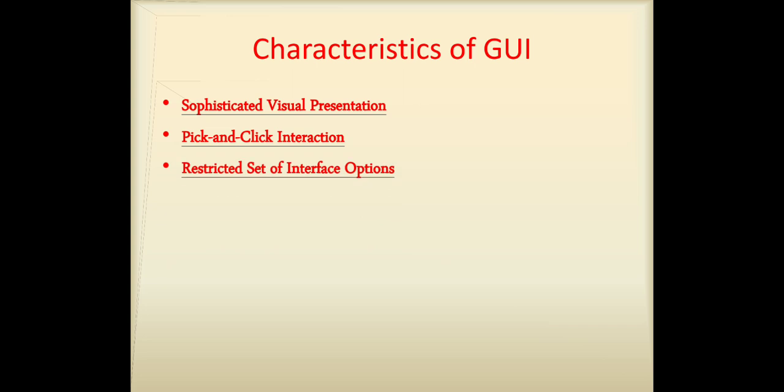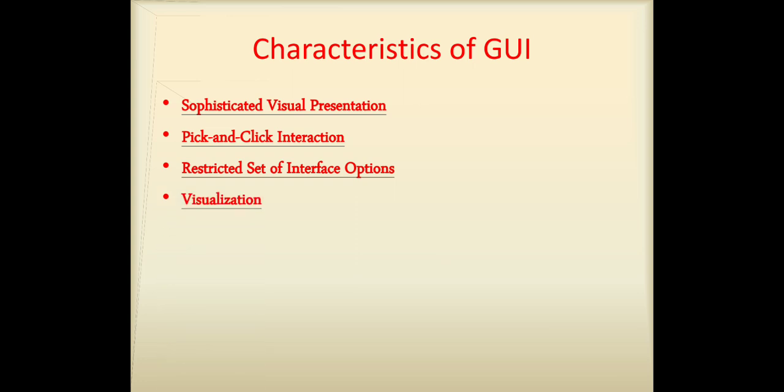And then restricted set of interface options. The array of alternatives available to the user is what is presented to him on the screen, or what may be retrieved through what is presented on the screen. So it could be nothing less, nothing more. So this concept fostered the acronym what you see is what you get.